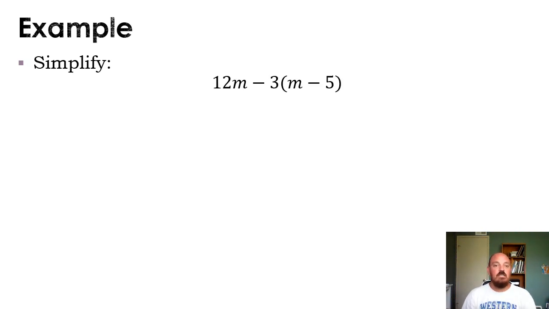So for our last example today, let's simplify 12m minus 3 times (m minus 5). And when I see the parentheses, I say the order of operations says parentheses first. And a lot of times when you're doing parentheses, it means do distributive property. So I'm going to do the distributive property first. When you have a minus, you can kind of think of it as a negative number. So let's take this negative 3 here and do the distributive property.